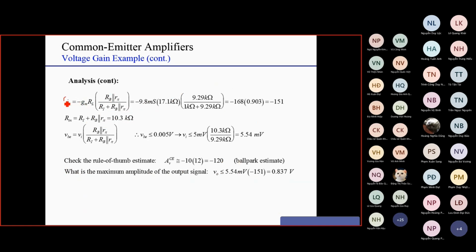So you can see here the total voltage gain is the terminal voltage gain AVT here, which is minus gm RL, multiplied by Rin over Ri plus Rin. Rin is the input resistance and is equal to Rb in parallel with R pi. Just replace the numbers here and you can see that the gain here is minus 151. The minus sign just indicates that the output voltage is out of phase compared to the input voltage.